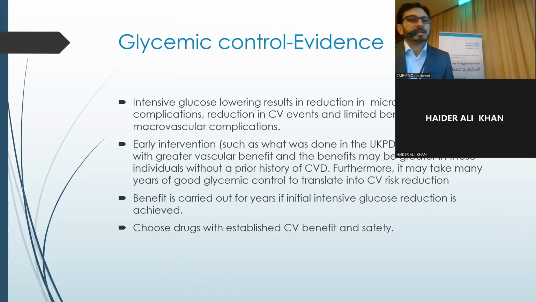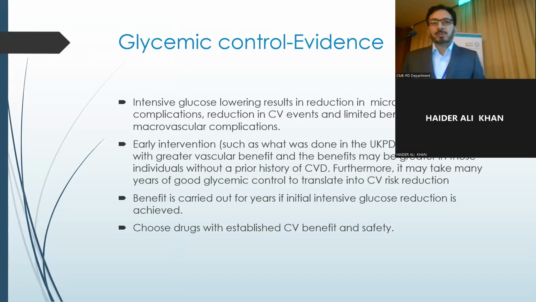So to summarize all this, intensive glucose lowering results in reduction in microvascular complications, reduction in CV events, and limited benefits also seen in mortality and macrovascular complications. Early intervention that we see in the UKPDS may be associated with greater vascular benefits after years, and these benefits may be greater in those individuals without a prior history of cardiovascular disease. Furthermore, it may take years of good glycemic control to translate into CV risk reduction. So the message would be to treat the patients aggressively from the start if they don't have established cardiovascular disease, so that this cardiovascular benefit gets translated over the years.